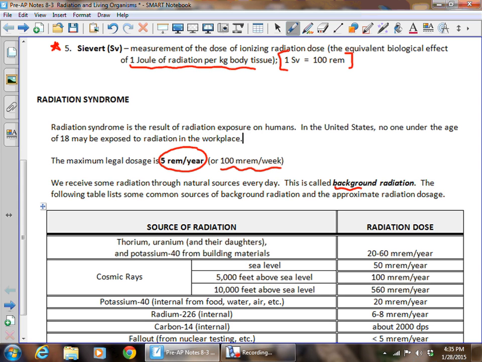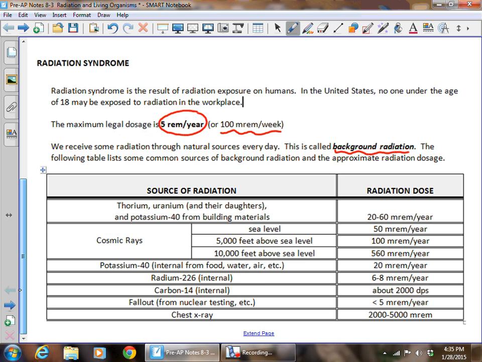Now, we all get some radiation. Some radiation is called background radiation just because of being alive on this planet. And you can see this table. I'm not going to go through this table. You can read it. There's a worksheet that's going to ask you questions about some of this. And there are areas on the websites that will let you calculate how much radiation you get per year.